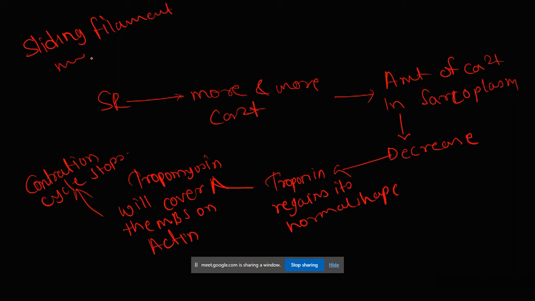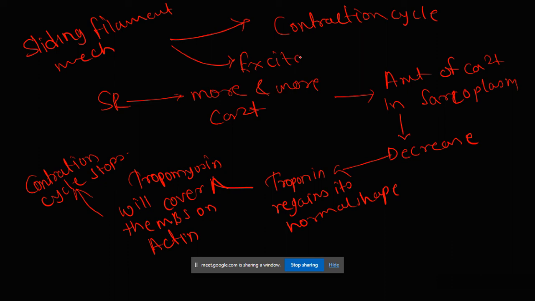the sliding filament mechanism, which is in two parts, that is the contraction cycle and the excitation contraction coupling.